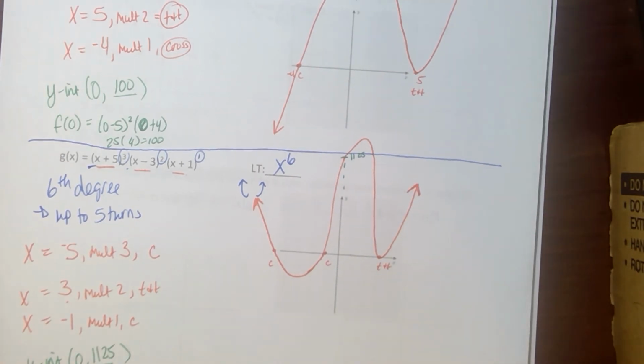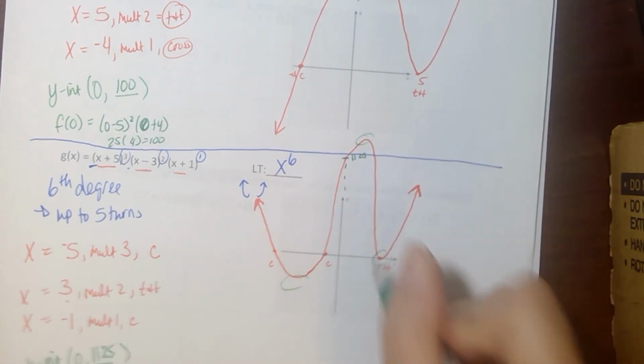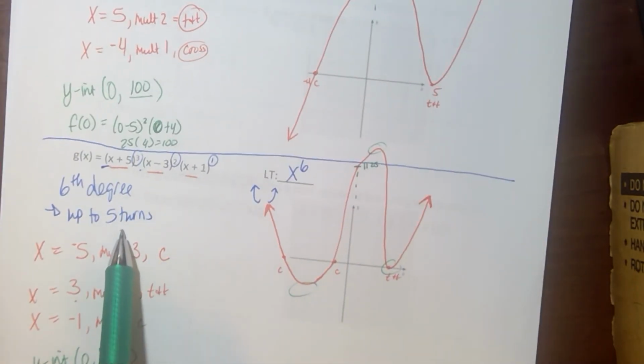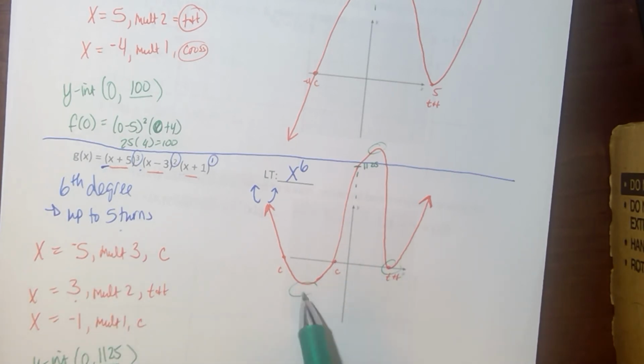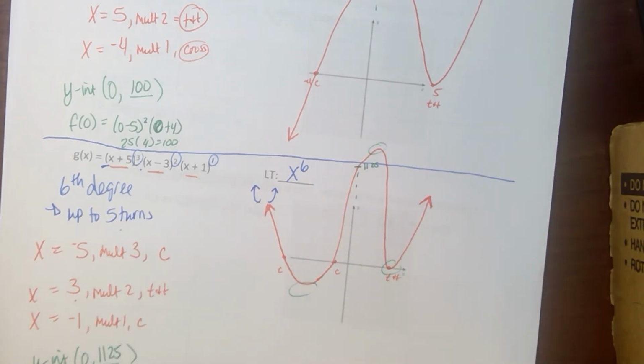How many turns do I have in this graph? Well, I've got 1, 2, 3 turns. That's less than my limit of 5, so we're in good shape. I have 2 relative minimums and a relative maximum with my ends going up forever and ever.